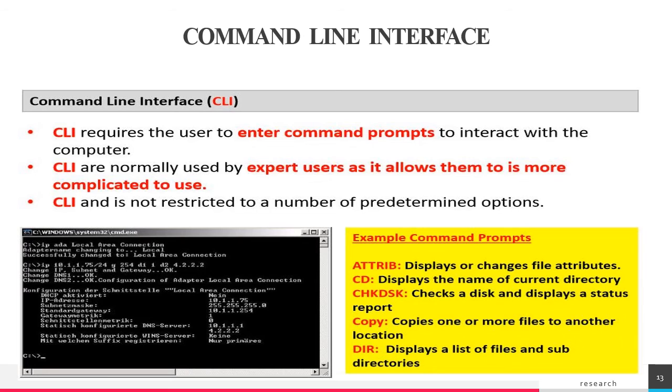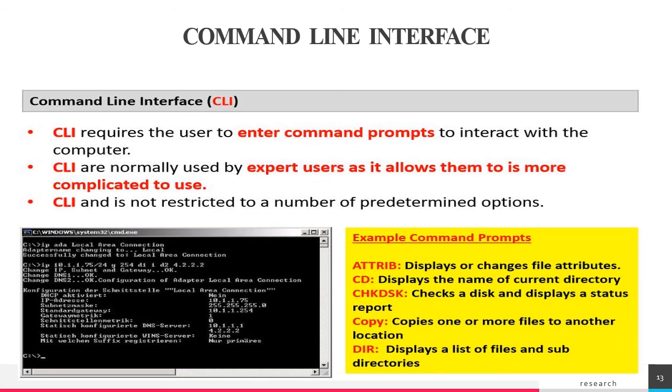The command line interface is normally used by expert users as it is more complicated to use. The CLI is not restricted to a number of predetermined options. So long as the user knows the commands, he or she can do a lot of things to the computer or the device. Okay, so this black thing is an example of the command line interface that is used. So this is where the commands are typed.